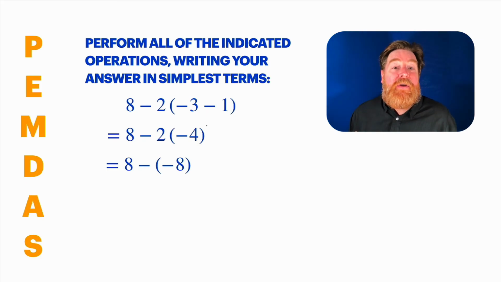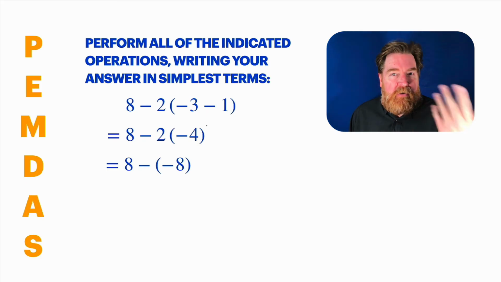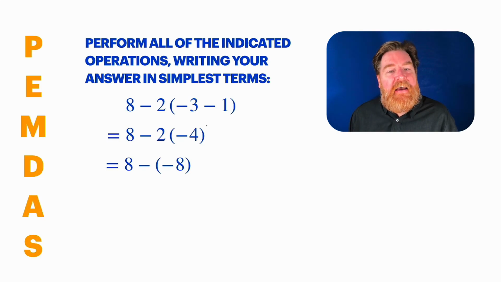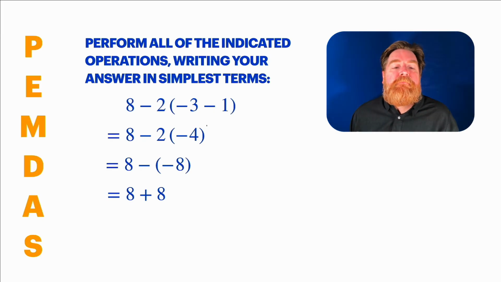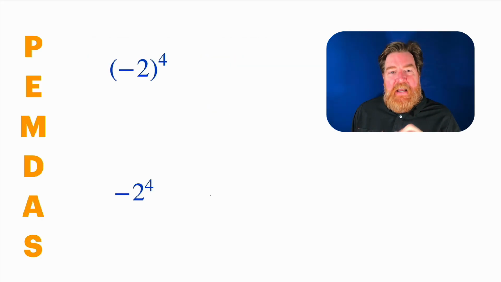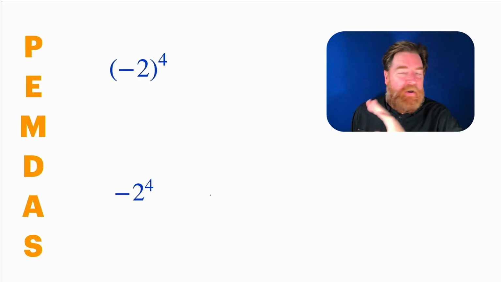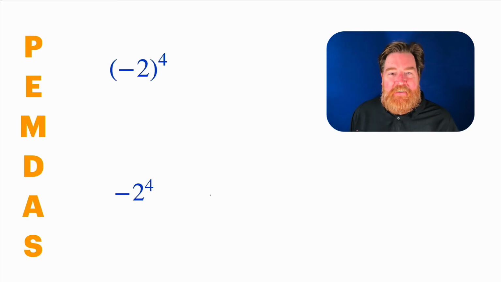And now we can handle the subtraction. So here, if it helps, you can remember that subtracting a negative is the same as adding its opposite. So 8 plus +8, and that's 16. Okay? There is a danger spot with this. This is one that always causes trouble, so we've got to be really careful with this one.